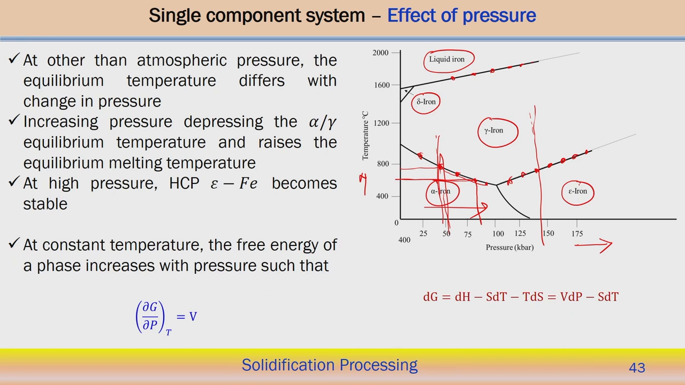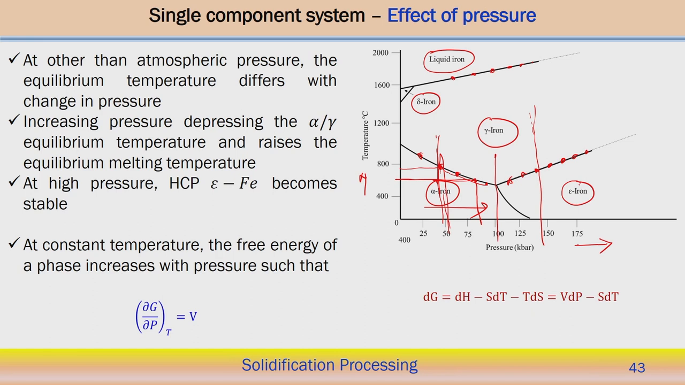So beyond 100 kilobar, the epsilon iron exists, and that typically has the HCP structure, because at this high pressure this structure is more stable. Now, we can analyze all these effects of the pressure on the change of phase, or the equilibrium temperature for changing from one phase to another phase.